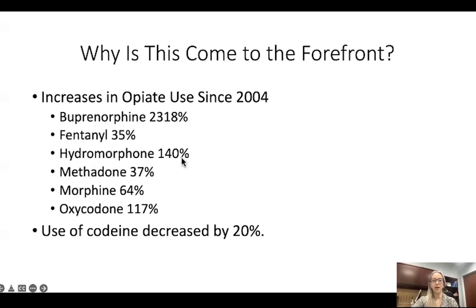Fentanyl, 35%, hydromorphone, methadone, morphine, oxycodone, which we hear a lot of people ask for oxys. And interestingly enough, use of codeine actually decreased by 20%. And I suspect that has to do with the fact that it's a less effective pain medication overall. And then there are a lot more side effects and a lot less good benefits.